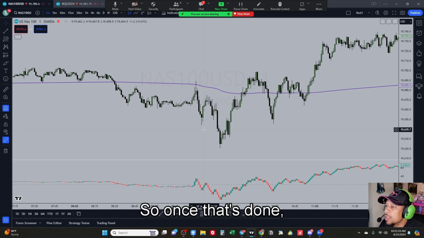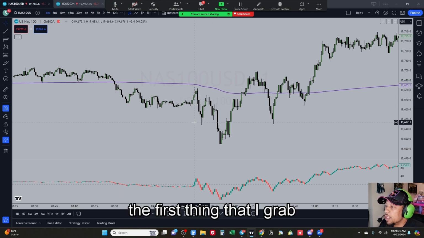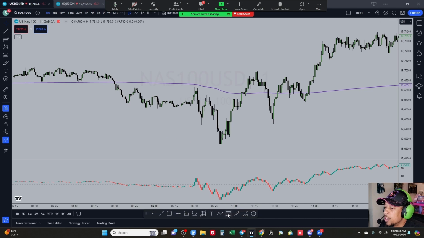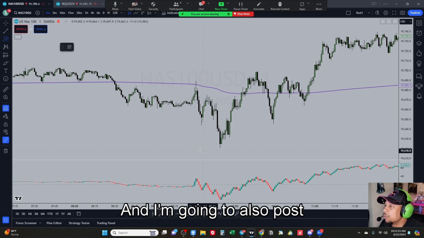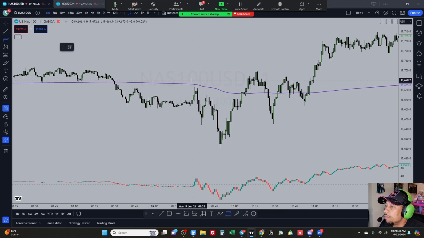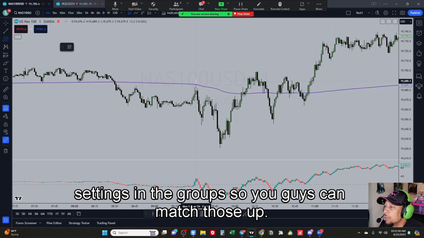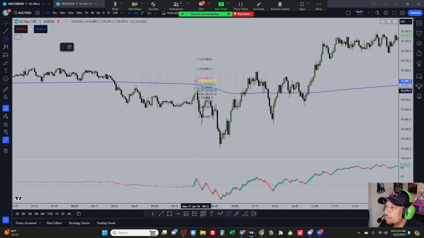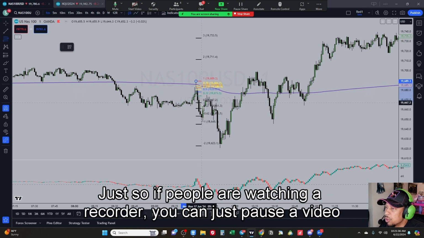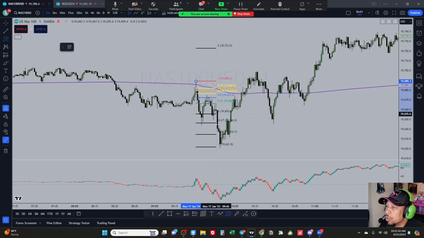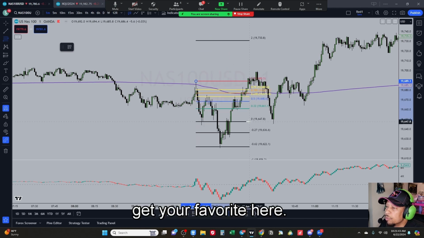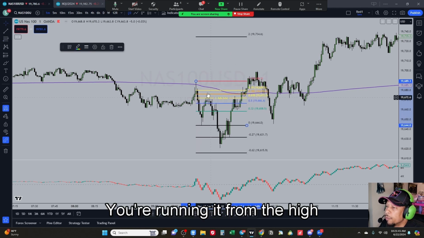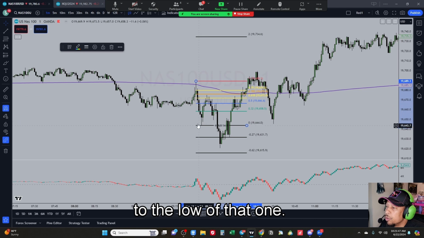So once that's done, the first thing that I grab is my Fibonacci. And I'm going to also post my Fibonacci settings in the groups so you guys can match those up. And I might even post it up here real quick just so if people are watching the recording, you can just pause the video and look. So basically, get your fib on here. You're running it from the high to the low of that one move, right?